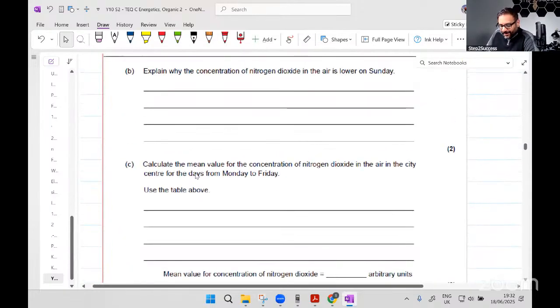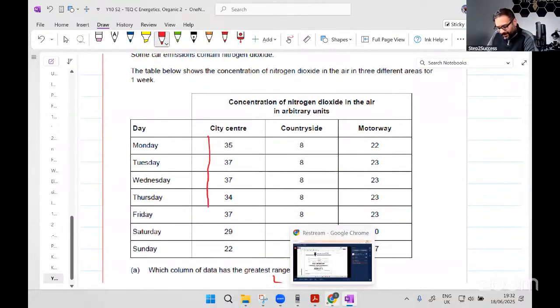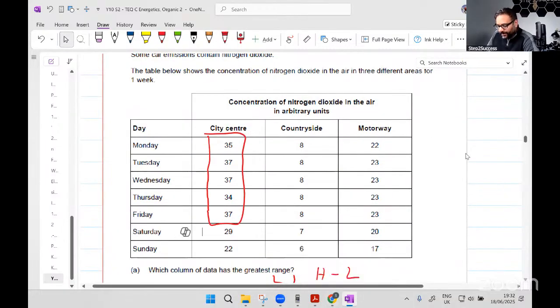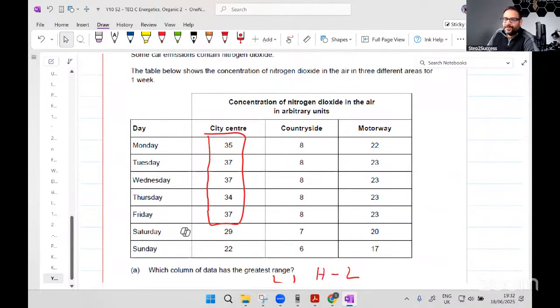And then it says calculate the mean value of the nitrogen dioxide in the air in the city centre for the days from Monday to Friday. So Monday to Friday, city centre means these numbers here. So they've asked you to calculate the mean of those numbers, which means that you should just add them up and divide by 1, 2, 3, 4, 5. Divide by 5. That's it.